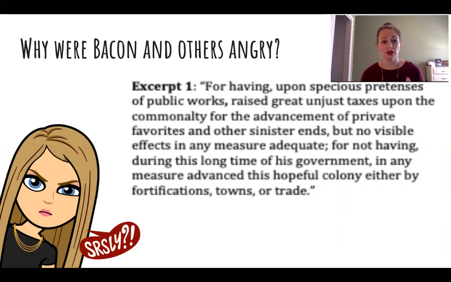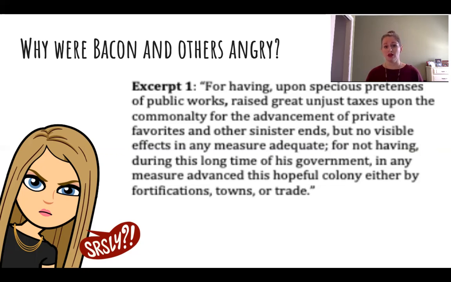So the first one we're looking at is, why were Bacon and others angry? Here's the primary source excerpt that we have. "For having, upon specious pretenses of public works, raised great unjust taxes upon the commonalty for the advancement of private favorites and other sinister ends, but no visible effects in any measure adequate. For not having, during this long time of his government, in any measure advanced this hopeful colony, either by fortifications, towns, or trade."